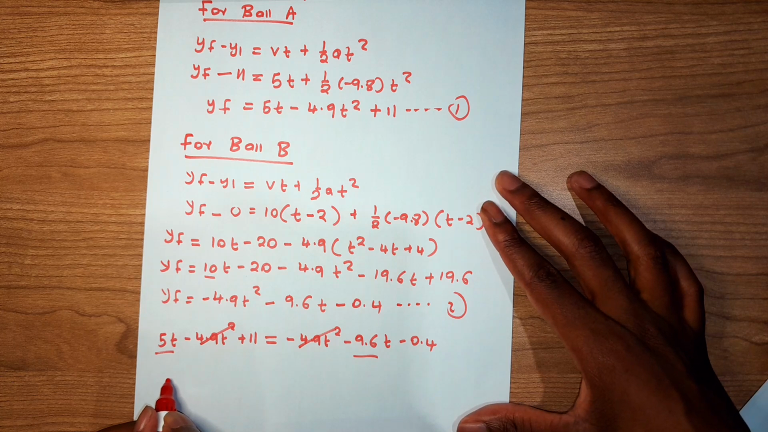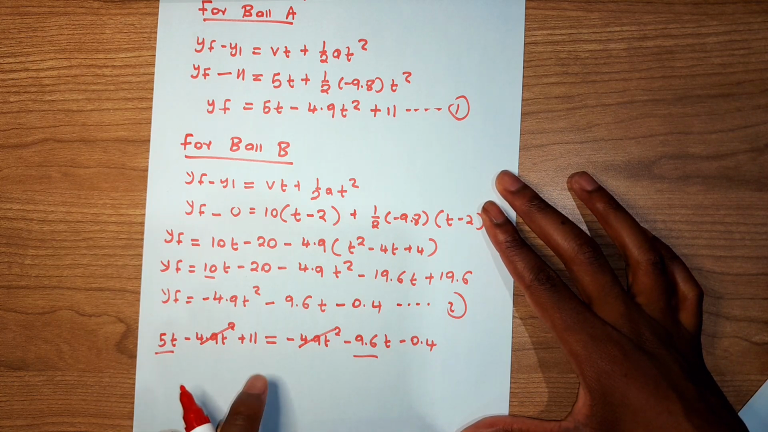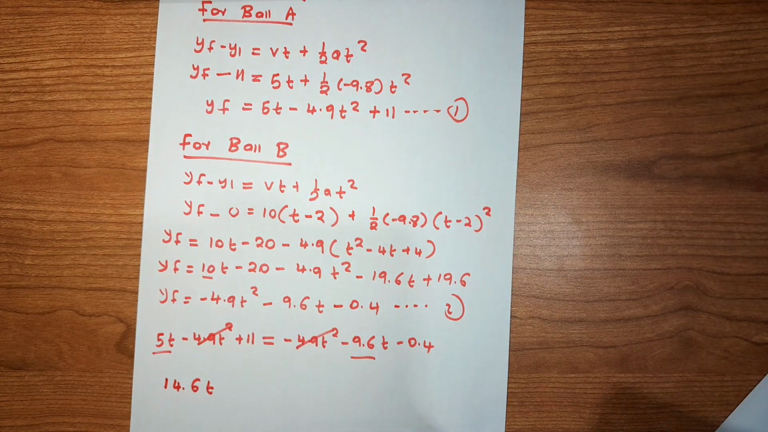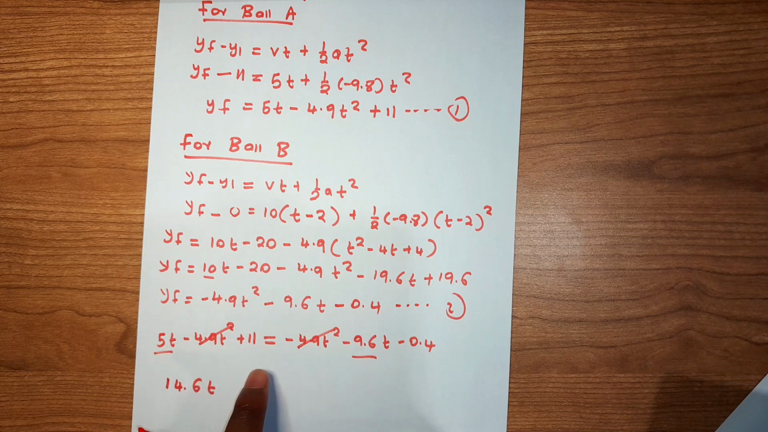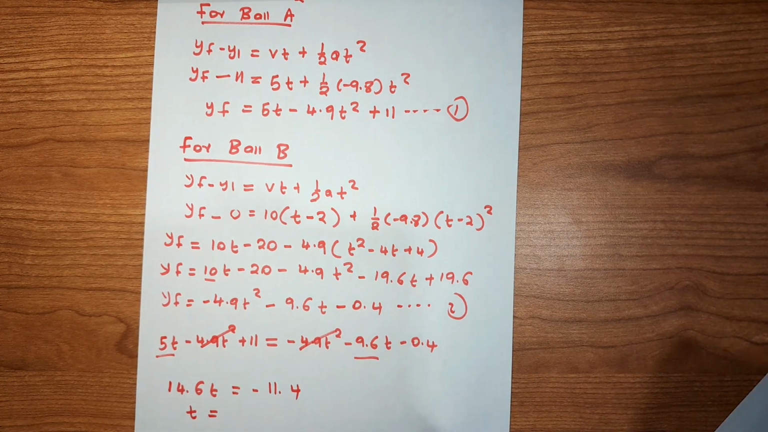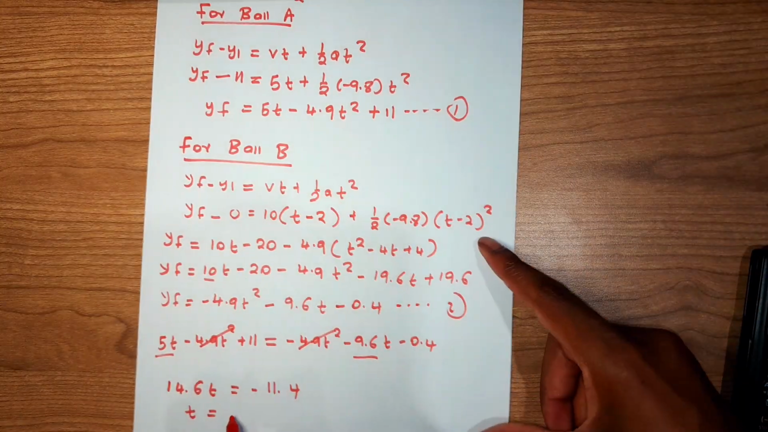That's actually going to be 14.6t. And now I'm going to take this 11 to the other side. I'm going to have minus 0.4 minus 11. That's going to give us minus 11.4. So the t we're going to get is minus 11.4 divided by 14.6.